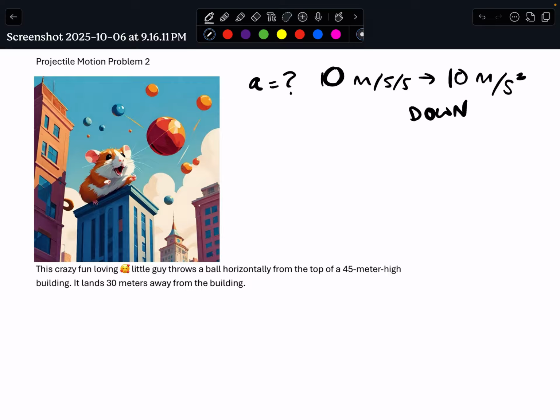All right. So yeah, that question will show up again. This acceleration is about 10 meters per second squared. And then in the problem, what else do we want to know? We want to know, what is delta y? That's the height of the building. So that delta y is 45 meters. It's a 45-meter high building.